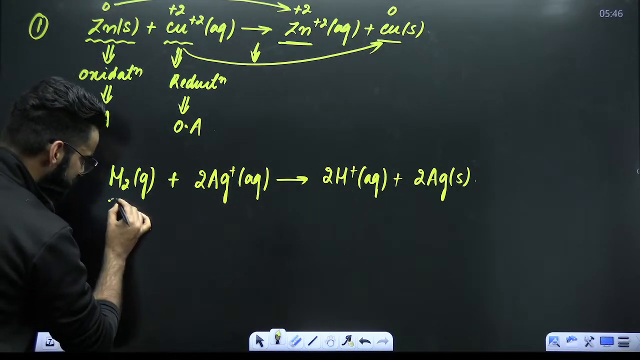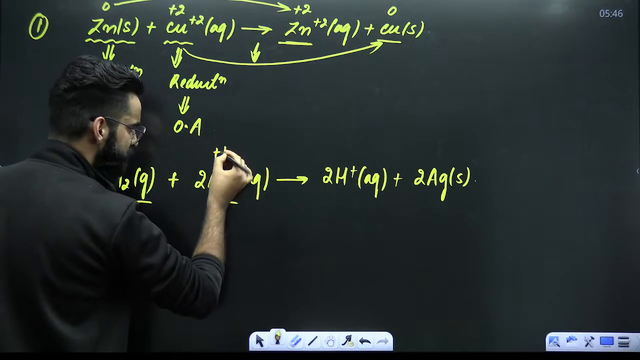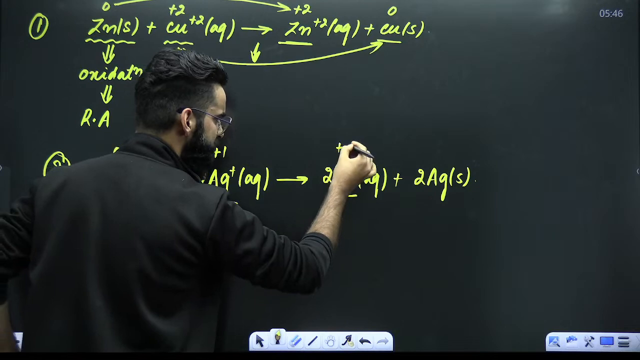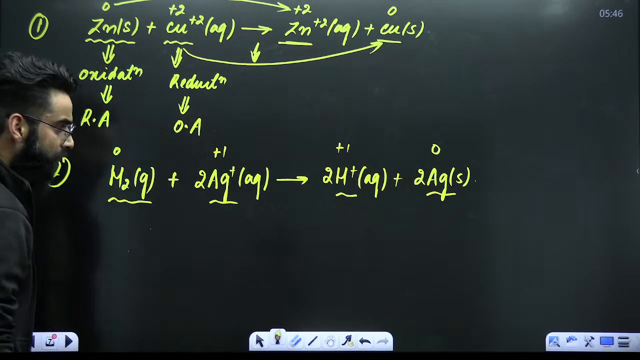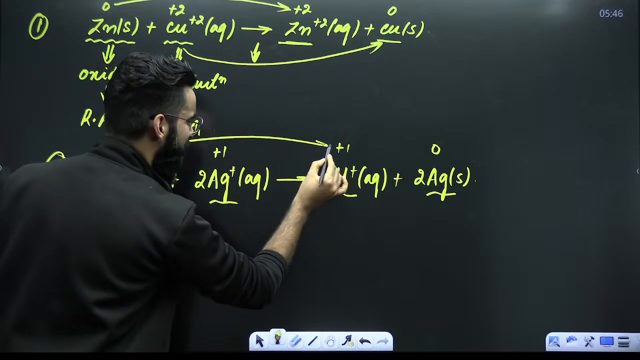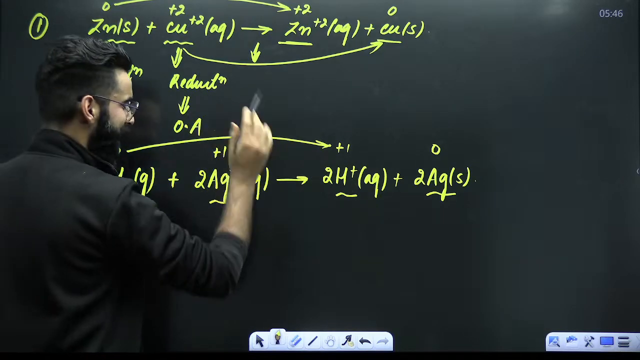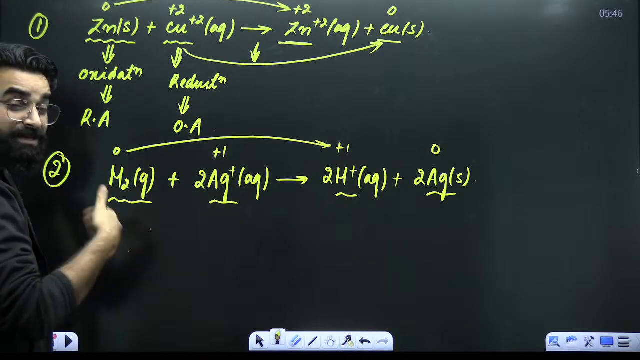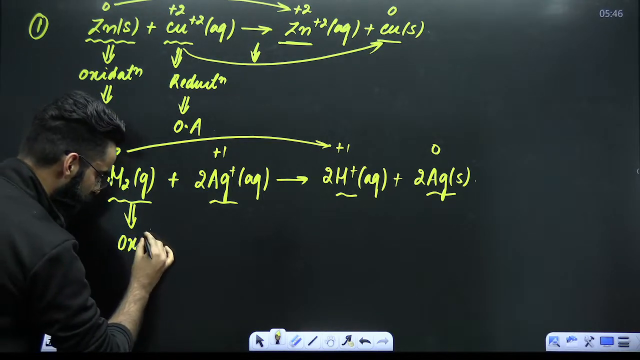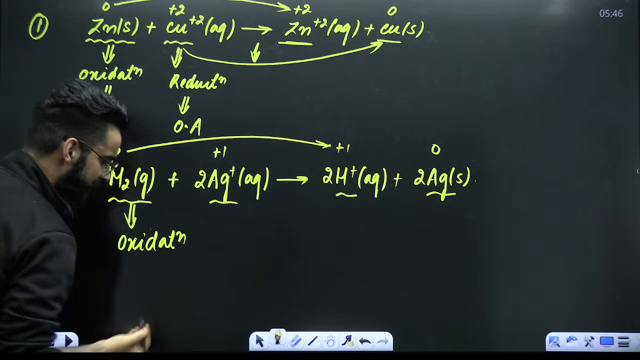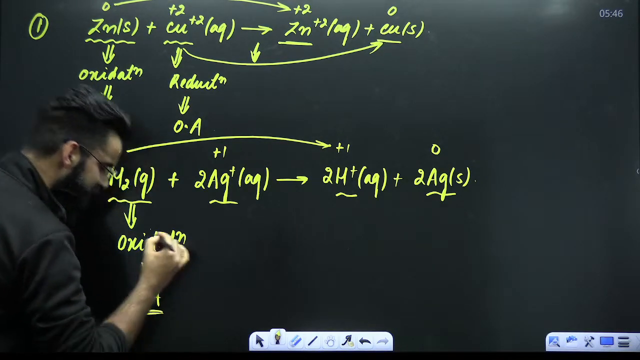If I ask you what is the charge on this hydrogen over here, you'll say it's 0. Charge on silver over here, it is plus 1. Charge on this hydrogen over here, it's plus 1. Charge on this silver over here, it's 0, right? Now check whether the oxidation state of hydrogen is increasing or decreasing. From 0 to plus 1, increase in the oxidation state. And an increase in the oxidation state is something which you call oxidation. So this H2 is undergoing oxidation here. And the one which undergoes oxidation is something which you'll be calling the reducing agent.